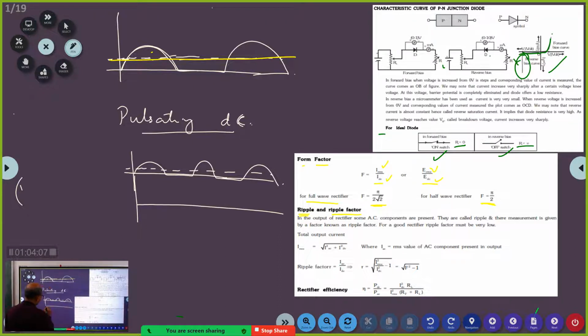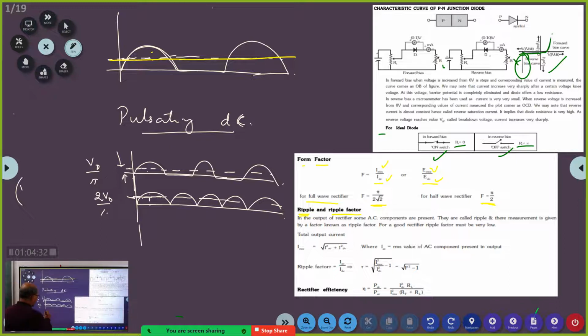Now, if you see full wave, the average value of this is this. What is this average value? V naught by pi. And what is this average value? 2 V naught by pi. So you can see that the ripple over this value is lesser than the ripple over this value.